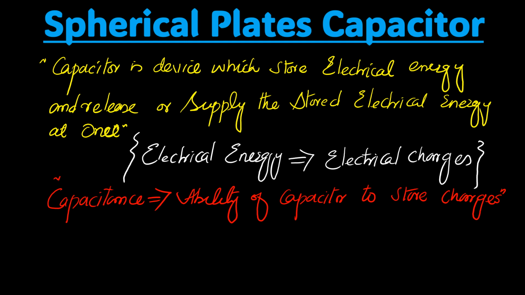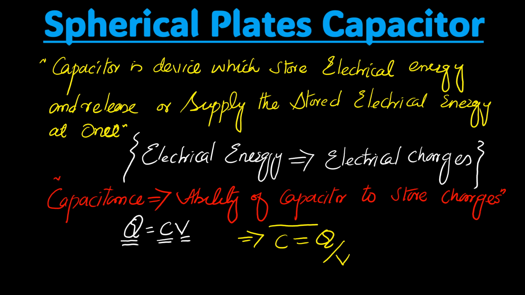So basically, dear student, capacitance of capacitor is calculated from the formula of capacitor, and as you know, the formula of capacitor is Q is equal to C into V, whereas C is the capacitance of capacitor, V is the potential difference, and Q is the charge stored by a capacitor. So the capacitance of capacitor becomes C is equal to Q divided by V. So capacitance of capacitor is a ratio of the charge stored to the potential difference.